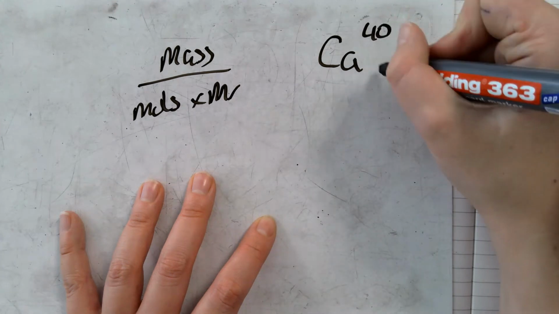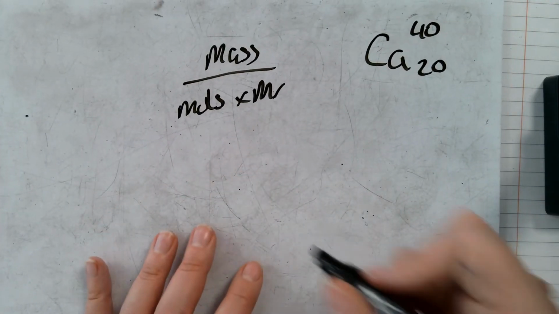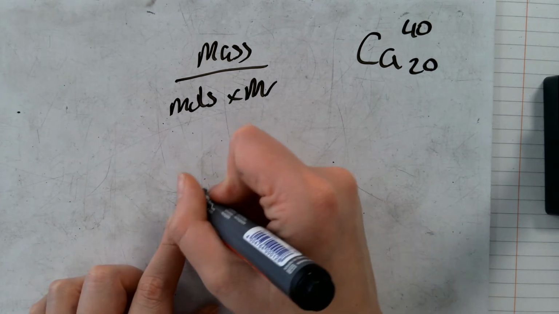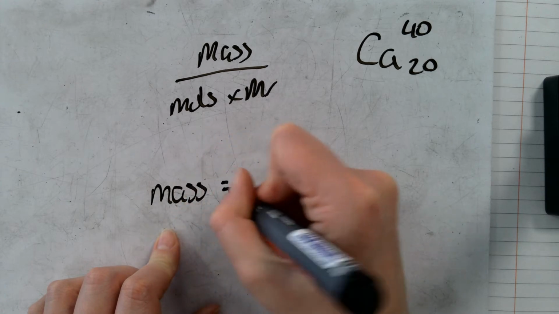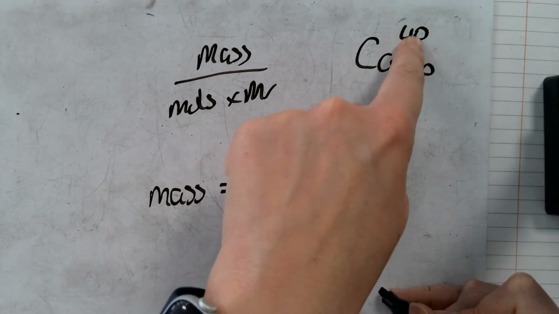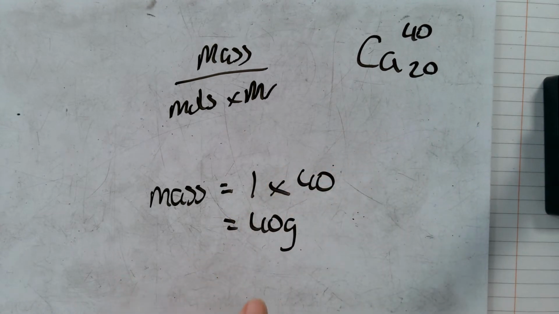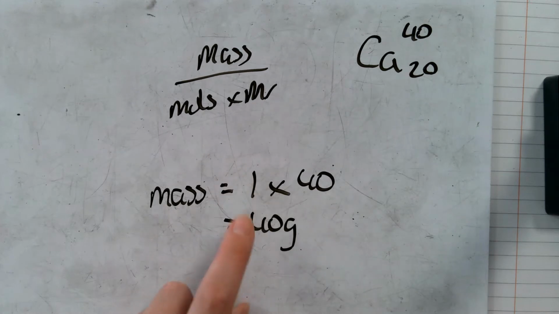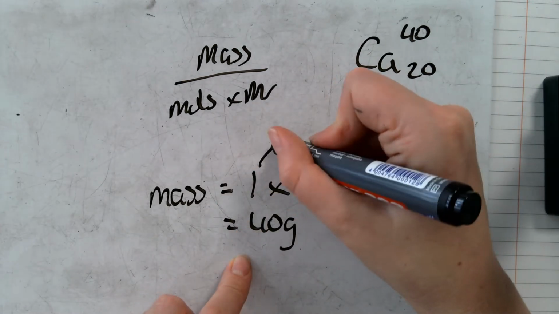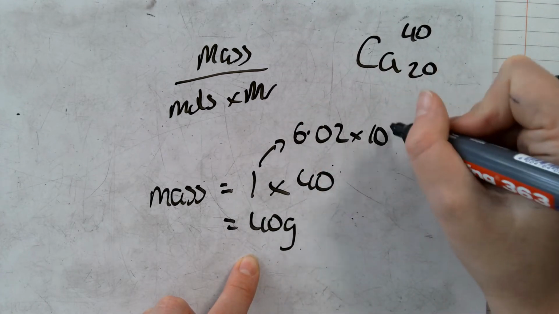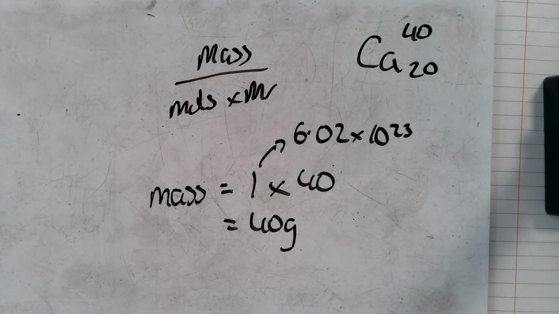Calcium has a mass number of 40 and an atomic number of 20. So let's say I have 1 mole of calcium and I want to work out the mass. If I've got 1 mole, I have 1 times the formula mass of calcium, which is just 40. The mass is 40 grams. So if I have 1 mole of calcium, I have 40 grams of calcium. But we need to remind ourselves what 1 mole is. 1 mole means I've got 6.02 by 10 to the 23 individual calcium atoms, and all of those atoms together have a combined mass of 40 grams.